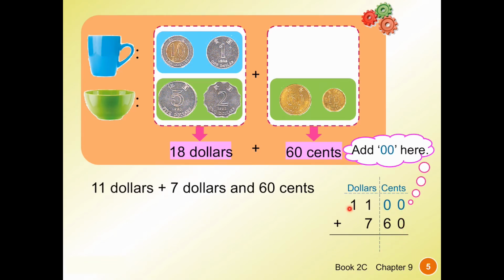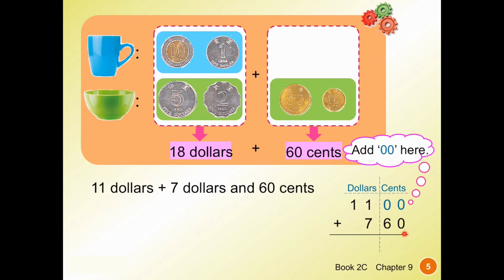And here, $11 for the cup. So I also suggest you put the number 00 here to remind yourself that there's no cents for the first item. And then we have $7 here for the bowl and then 60 cents for the bowl. So this is the way that you set up the column form for adding the value for 2 items.